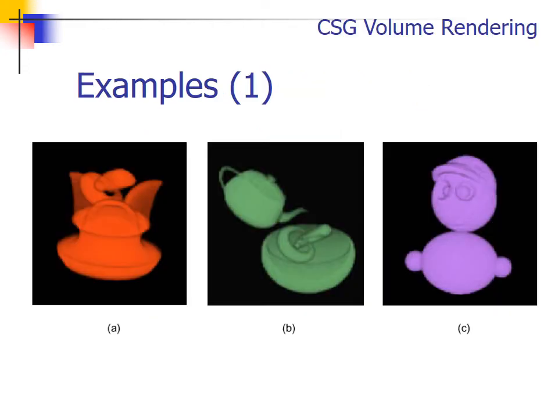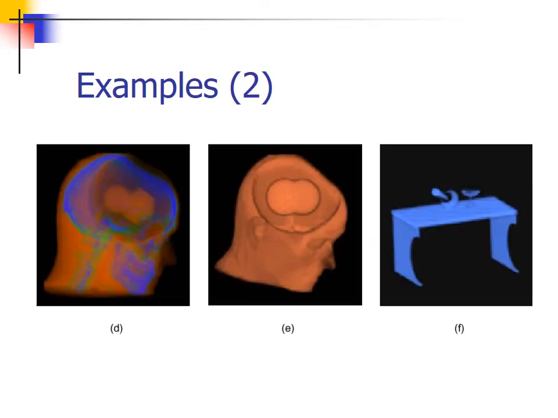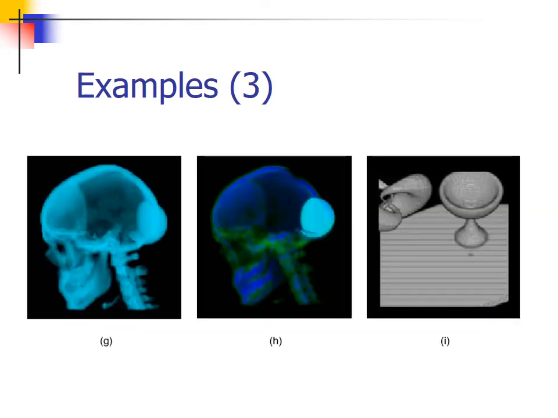The following three slides contain several examples of rendering of CSG volume models. Here are examples number 1. Here are examples number 2. Here are examples number 3.